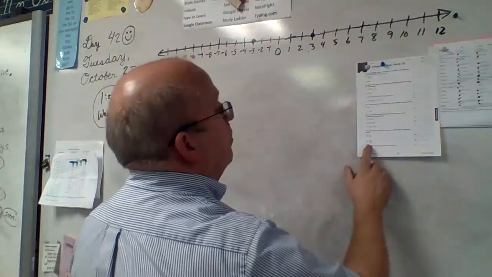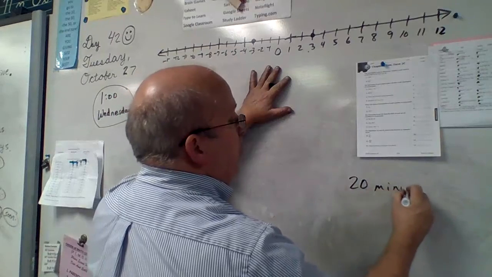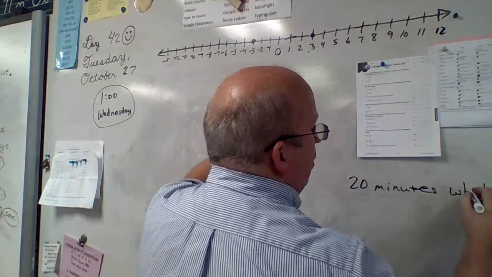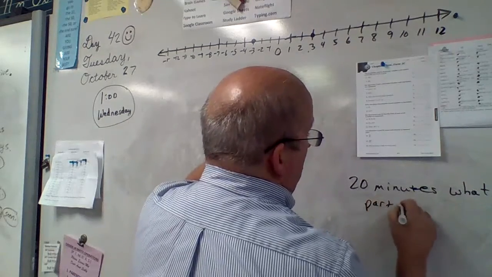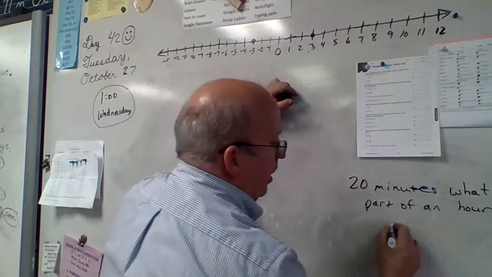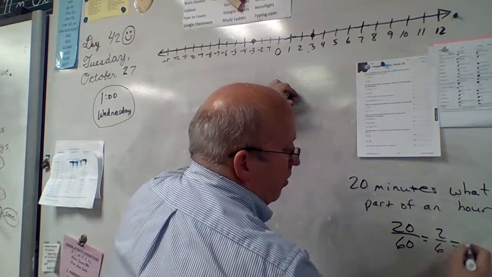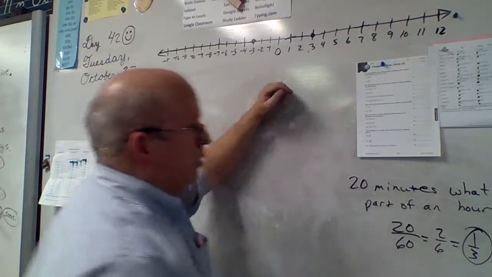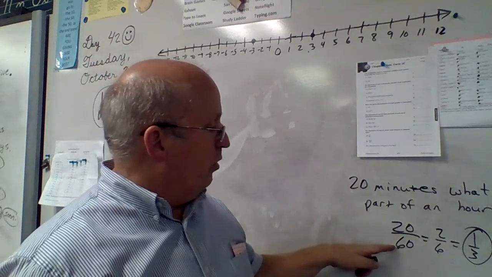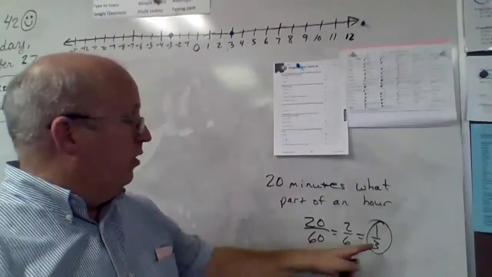I'm going to do something similar to number 14. If I said 20 minutes is what part of an hour? What would you say about that? I would say create a fraction and simplify it until you're down to simplest form. 20 minutes is what part of an hour? Well, an hour is 60 minutes, so 20/60ths simplifies down to 1/3.